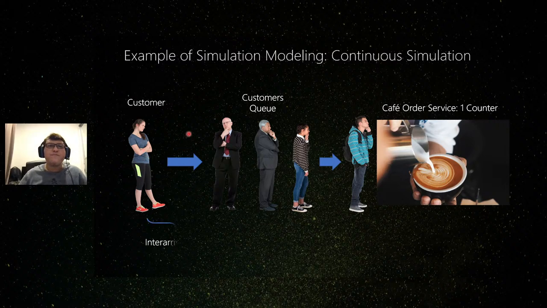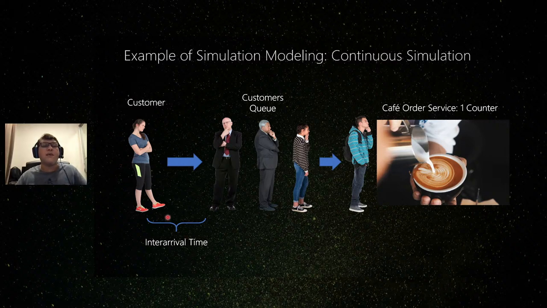Okay, so between this queue and the customer, there is a time which we call the inter-arrival time, meaning the time between the last person queuing and the new person joining the queue, for example.